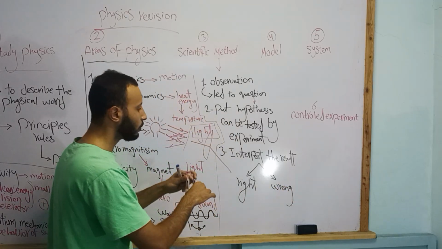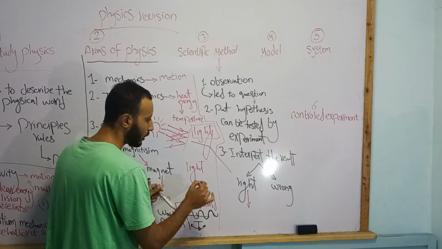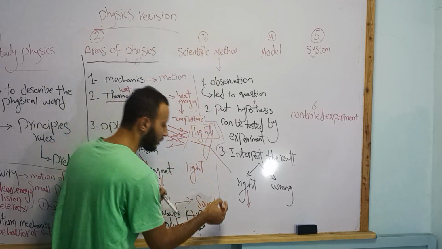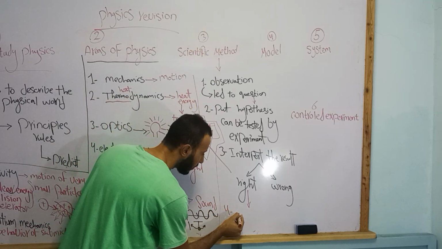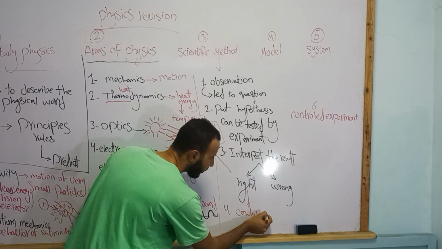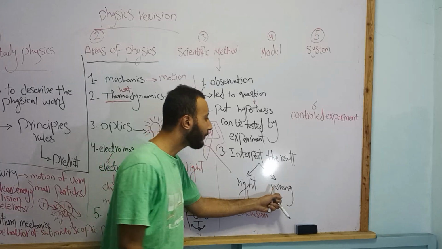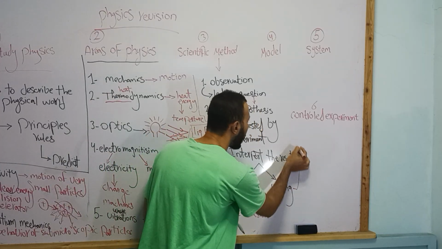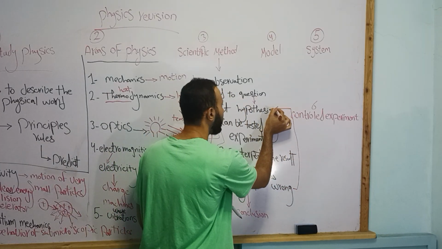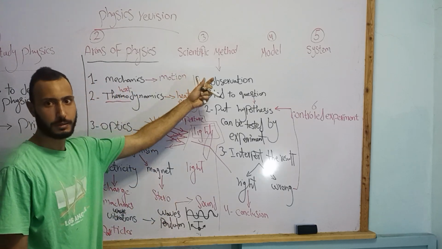Okay? So in case the result was right, you will go to step number 4. You will make a conclusion. But if it was wrong, then you have to go back and make another hypothesis. And that was all about the scientific method.